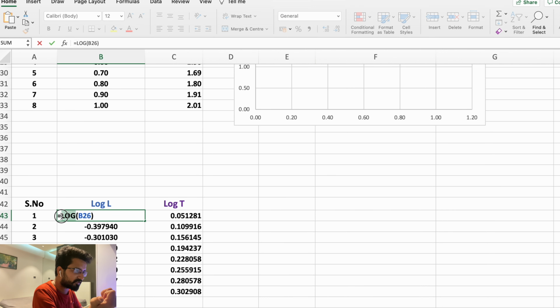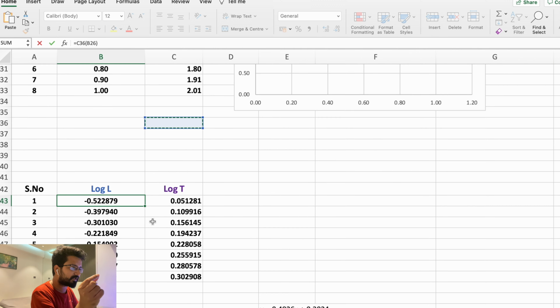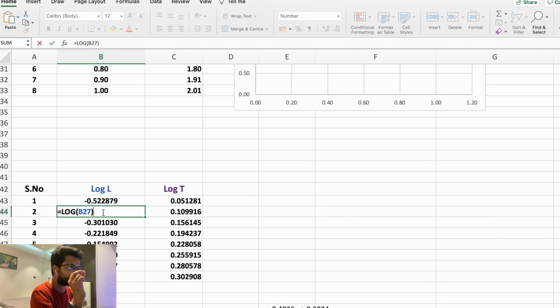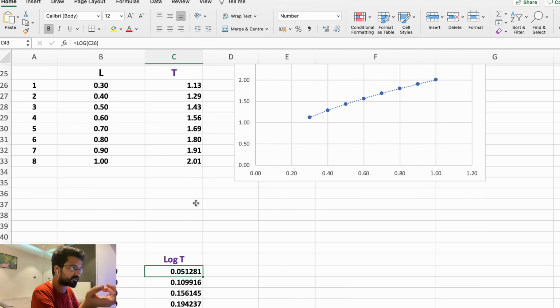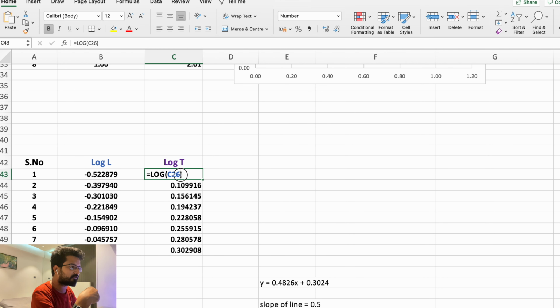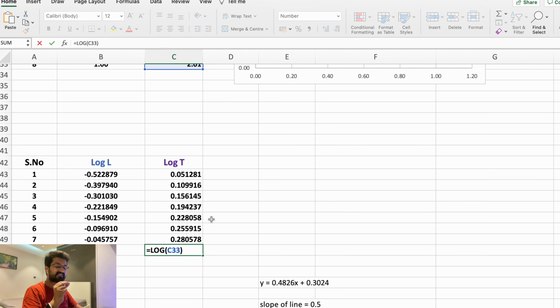I applied the log functions to the values of length over here. The first cell is B26, so I applied the function as log B26, similarly log B27, log B28, and so on, log B33. Now we needed log t, so I have the t values in cell C26, and I've applied the log function, log C26, log C27, and so on, log C33.